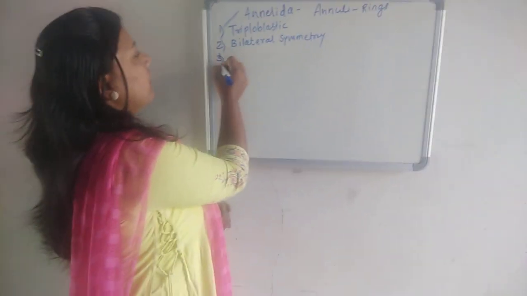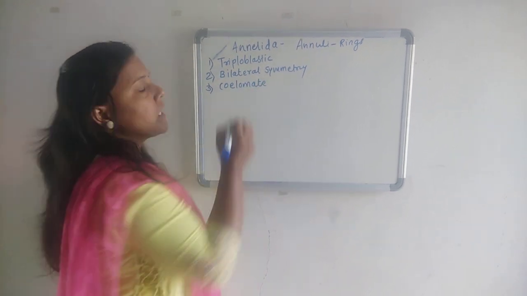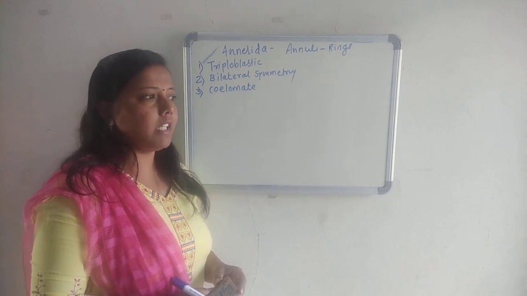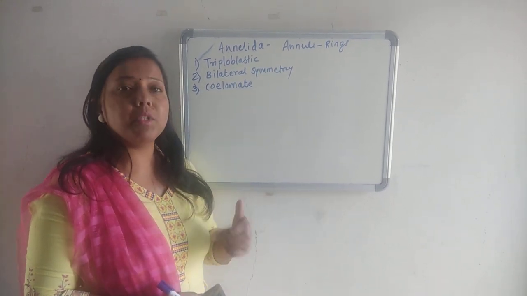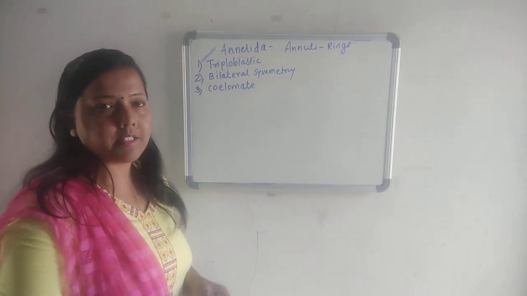Next, they are true coelomate animals. Coelom means true body cavity. Their body cavity, that is the coelom, is lined by the mesoderm. Therefore, they are true coelomate animals.